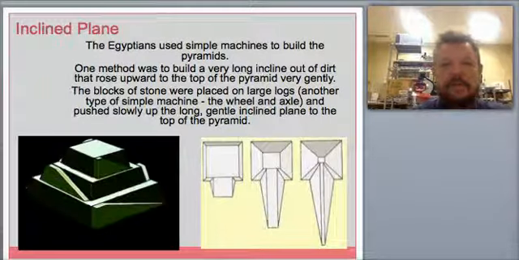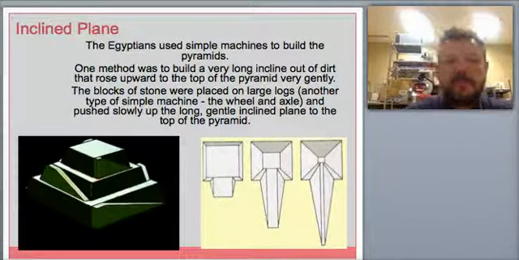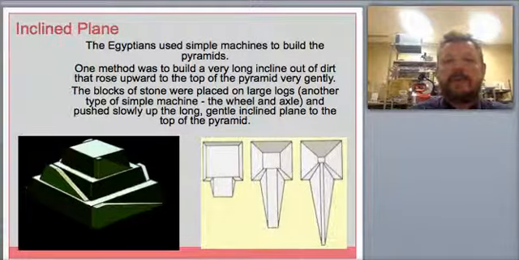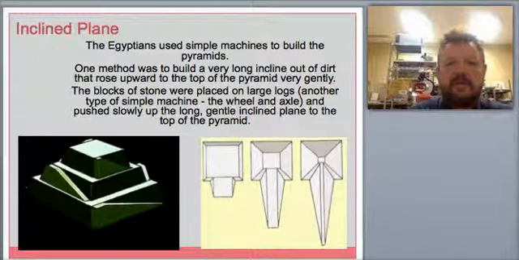The Egyptians used simple machines to build the pyramids. One method was to build a very long inclined plane out of dirt that rose up to the top of the pyramid very gently. Blocks of stone were placed on large logs, which is another type of simple machine, the wheel and axle, and pushed slowly up the long inclined plane to the top of the pyramid.